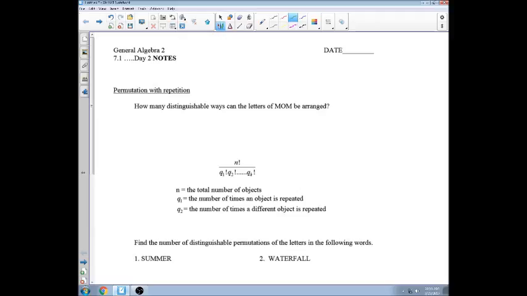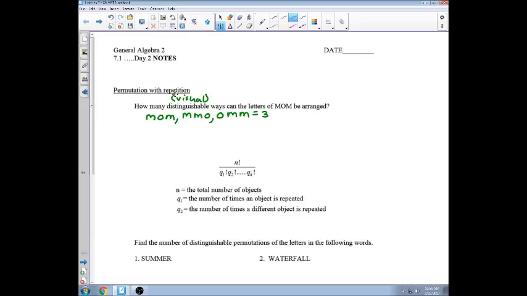Okay? So how many distinguishable ways can the letters of mom be rearranged? Well, the word distinguishable, it's easier to think of it as visual ways. Can the letters of mom be arranged? Well, if I start with mom, obviously that's one way. Then if I start with that M again, I can have MMO. Then finally, if I start with O, then I can have OMM. It doesn't matter which M is at the beginning or at the end or in the middle or whatever. An M is an M is an M. So there's only three distinguishable ways.